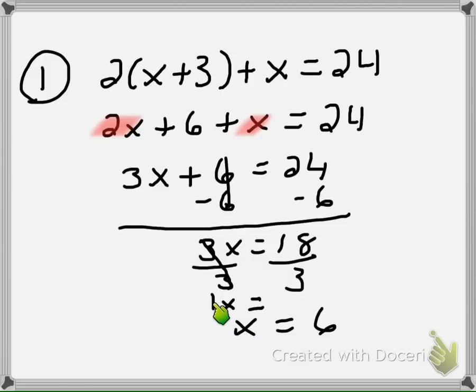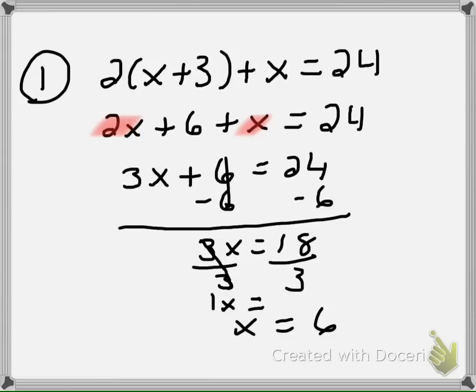The reason 1x simplifies to x is because 1 times 7 is 7, 1 times 10 is 10, 1 times 9 is 9, 1 times x is x. And so I don't need to write that 1 there because everybody knows that 1 times anything is itself. Over here, when I do 18 divided by 3, I get 6. My final answer is x equals 6.